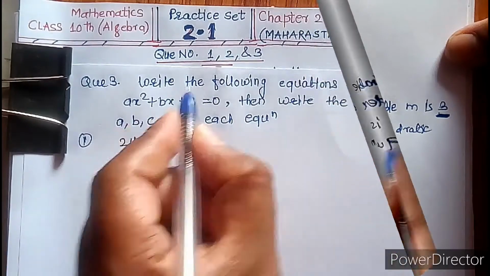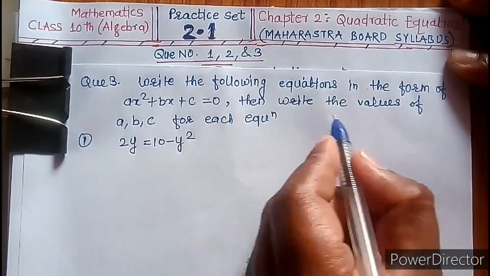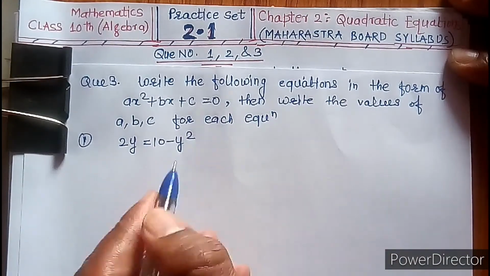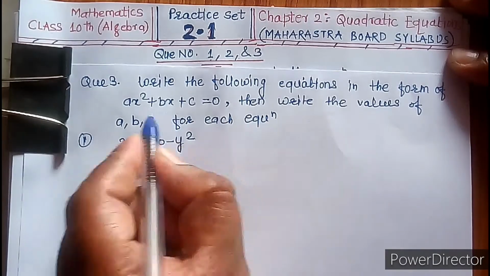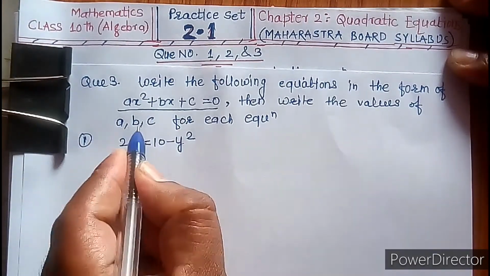Question 3. Write the following equations in the form of ax square plus bx plus c equals to 0. Then write the values of a, b, c for each of the equations. Here the equations are given. We have to write down these equations in the form of ax square plus bx plus c, and we have to find the values of a, b and c.